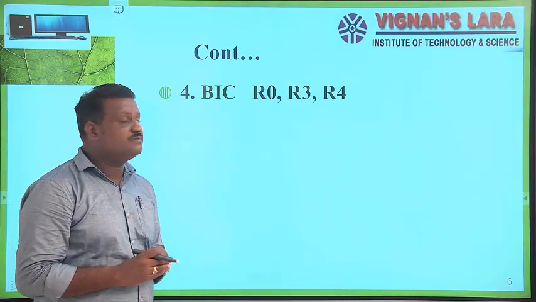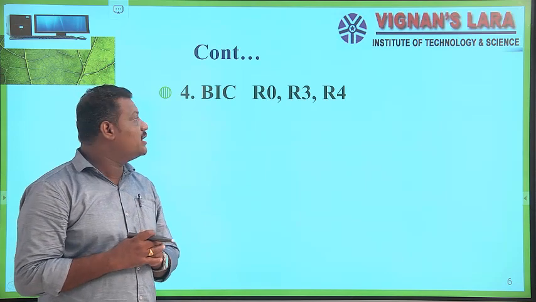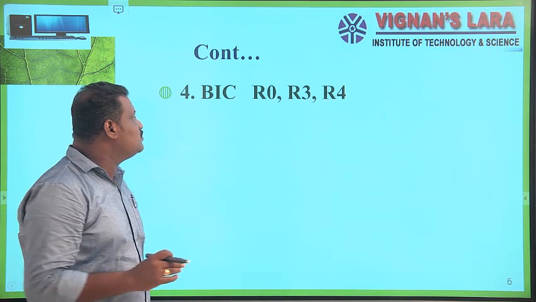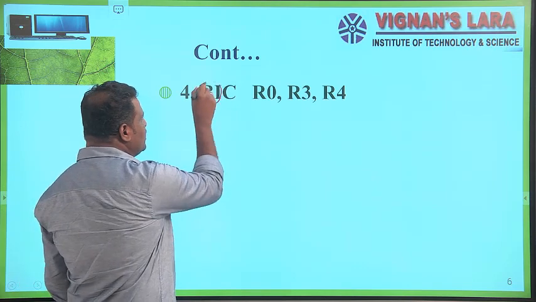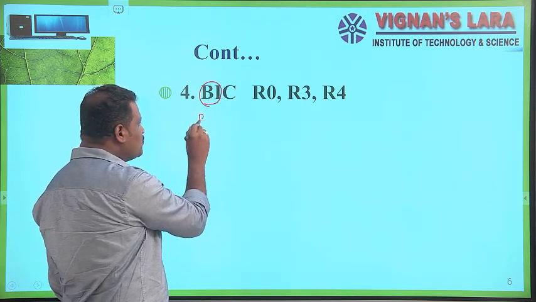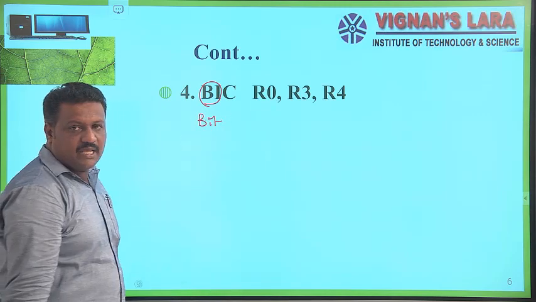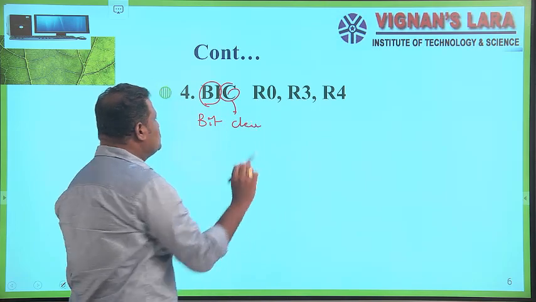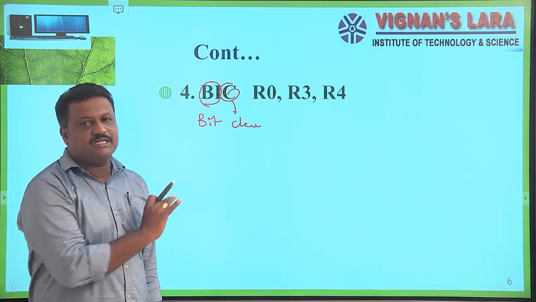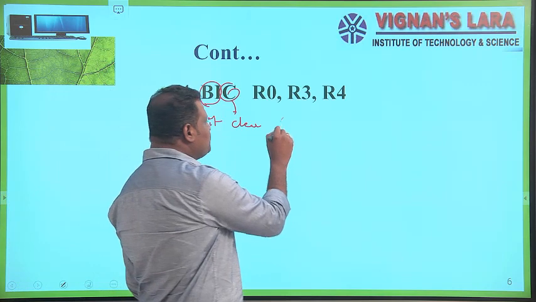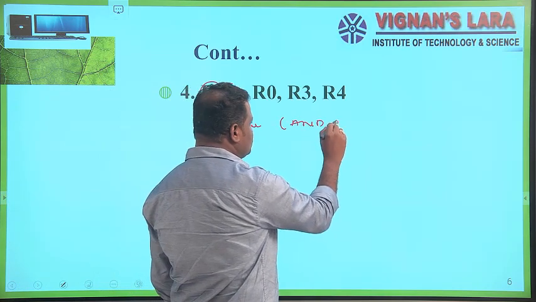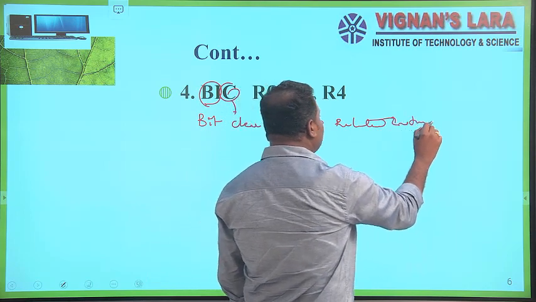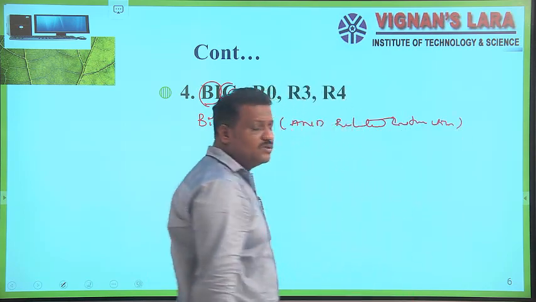One more instruction: BIC R0, R3, R4. The first thing you have to remember, friends, about this instruction is that here BI represents bit and C represents clear. So simply, BIC means bit clear. It is one type of AND related instruction. Why? Because the internal operation is related to logical AND.